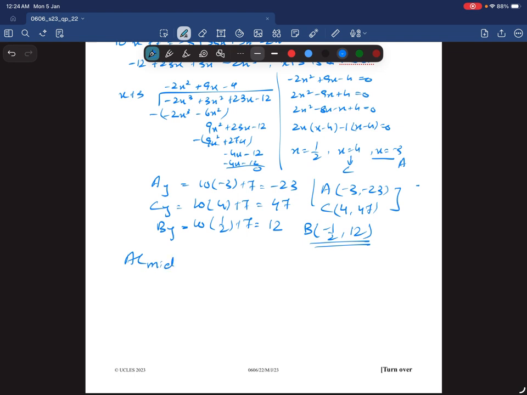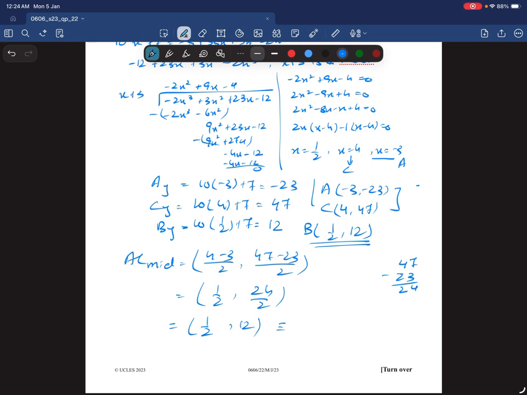AC midpoint would be equal to 4 add the minus 3 upon 2, 47 minus 23 upon 2, which is equal to 1 upon 2, and 47 minus 23, let's do that, hold on, 24 over 2, which is indeed equal to 1 upon 2 and 12, which is identical to B, 1 upon 2, 12. Shown. Moving on.